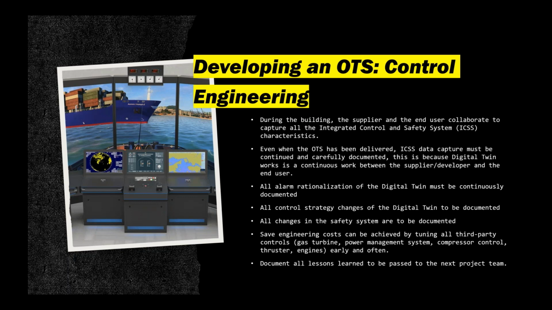Even when the OTS has been delivered, ICSS data, the model that you have, must be continuously and carefully documented. Because when you are creating a digital twin, your data capture is going to reflect how the digital twin reacts. So it is continuous work. Sometimes they use ANN, artificial neural network, to model. Sometimes they have very specific modeling techniques. And then all alarm rationalization must be continuously documented.